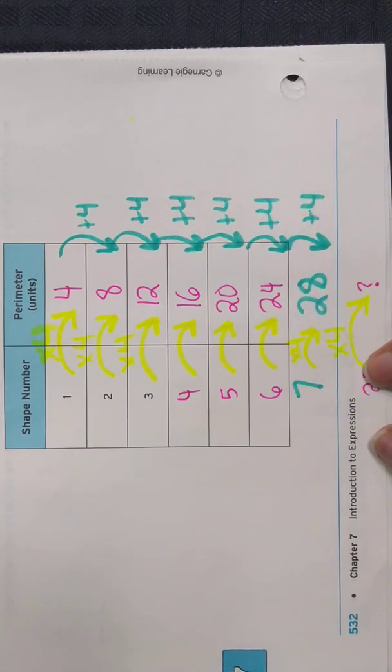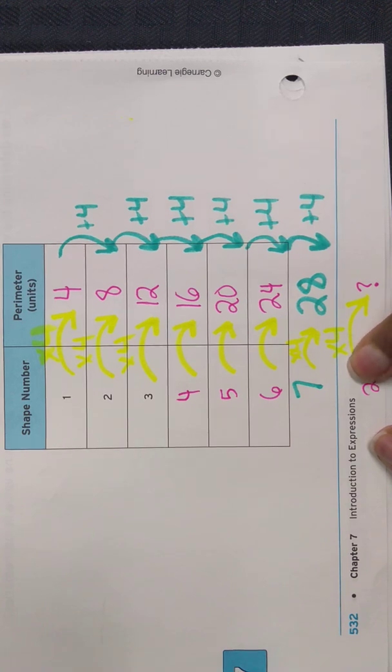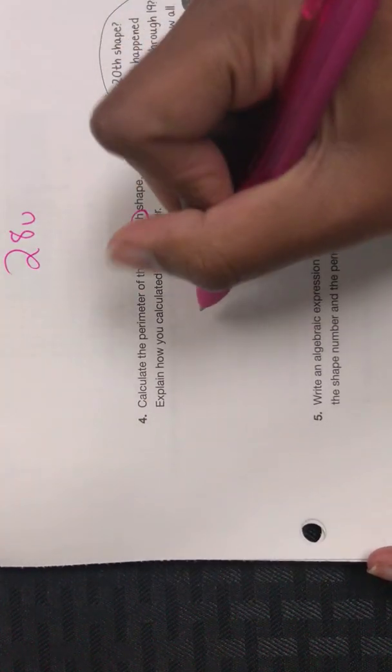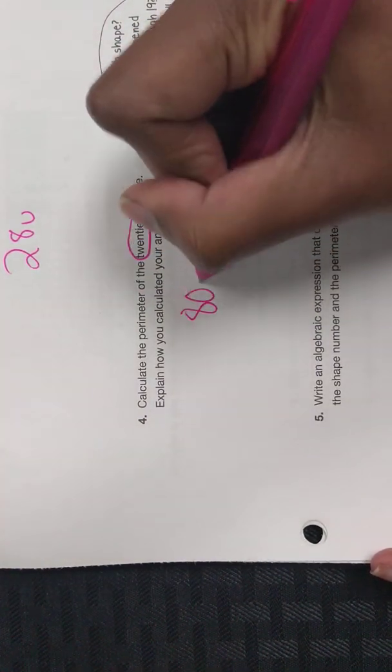If you can't do it in your head, realize that you can do it in your head. 2 times 4 is 8, which means 20 times 4 will be 80. Good job. Fill that in. So the perimeter would be 80 units.